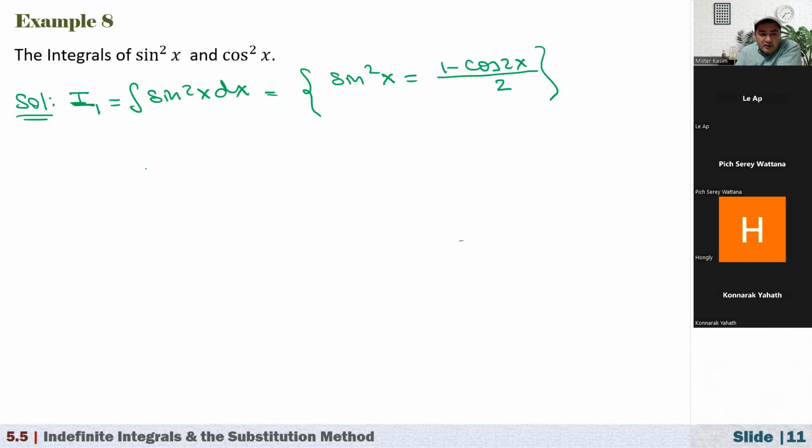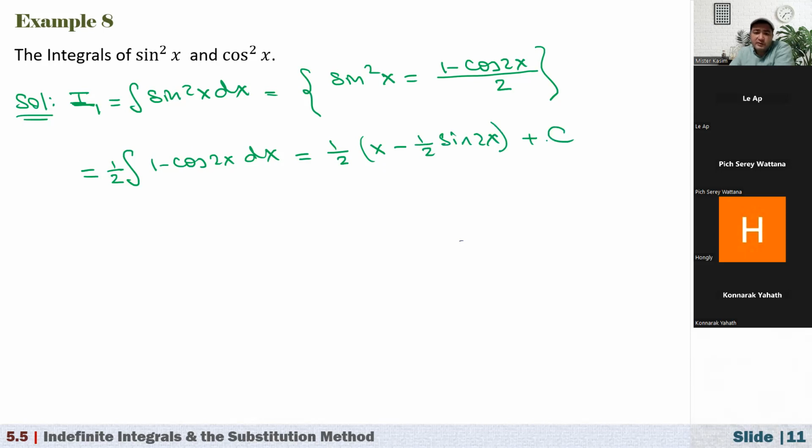Now if I substitute here, that's equal to the integral. 1 over 2 I can keep outside the integral. Here we have 1 minus cosine of 2x dx. Now if you evaluate this, here we have 1 over 2. What is the antiderivative of 1? That is x, minus, what function's derivative is cosine of 2x? That is 1 over 2 sine of 2x, right? And here we have plus c. That is the integral of this sine function.